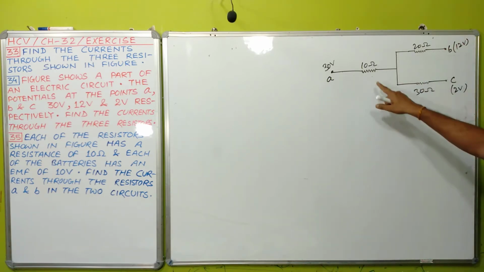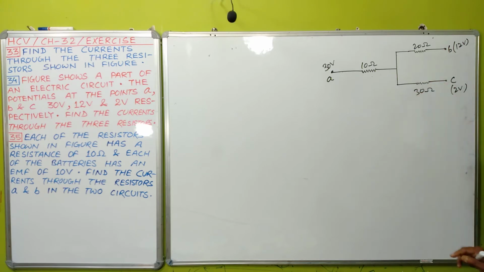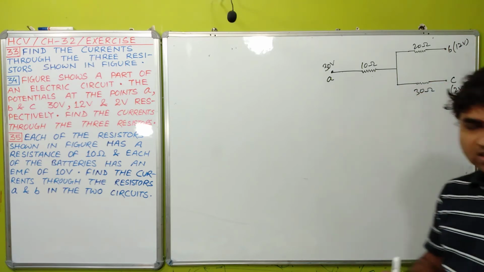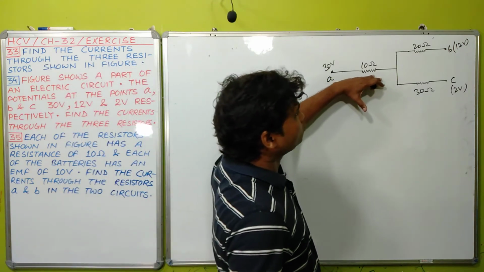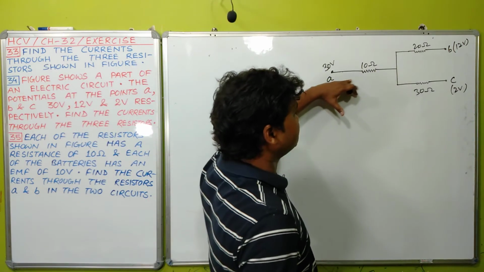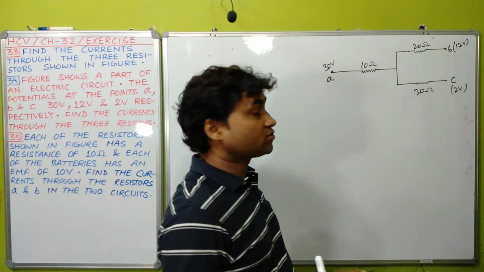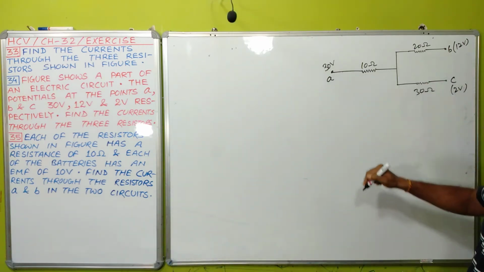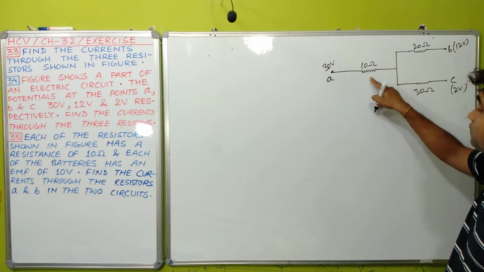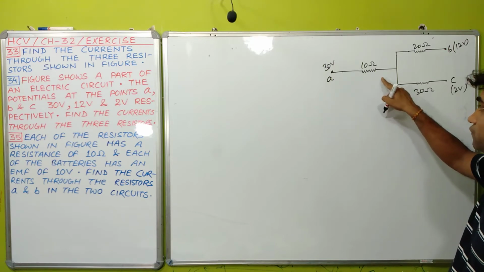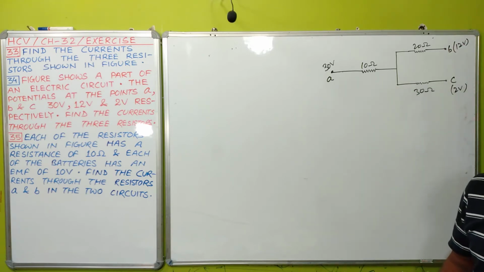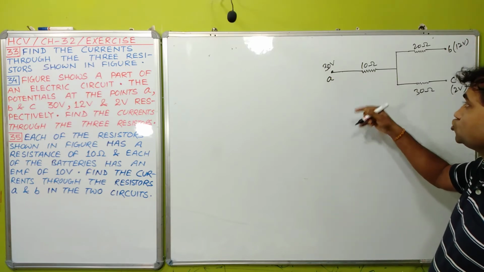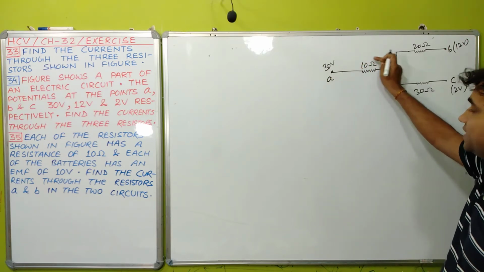We have to find the value of the current flowing through these three resistors. Now how will we think? This is important. For finding the current through a resistance, from Ohm's law, you need to know the potential difference across it. If you find the potential difference across this resistance, then from Ohm's law V equals IR, you can find the current equals the potential difference divided by 10 ohm.